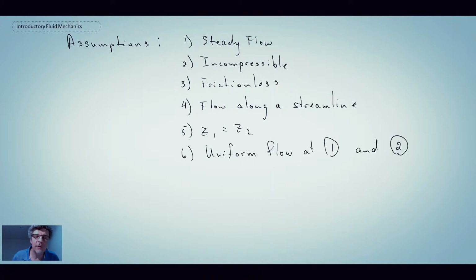Okay, so those are the assumptions: steady, incompressible, density is constant, frictionless. We're looking at flow along a streamline. There is no change in elevation, so we're assuming that it's a horizontally aligned nozzle, and uniform flow at 1 and 2. So that means that it's a top hat velocity profile going into and exiting.